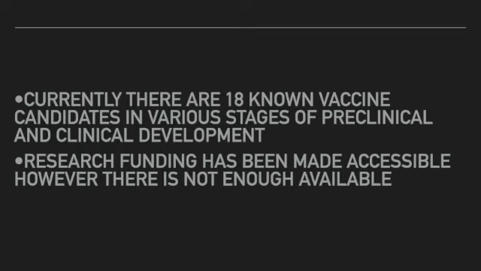Currently, there are 18 known vaccine candidates in various stages of preclinical and clinical development. Research funding has been made accessible, however, there is not enough available, which is why it's taken so long to get a vaccine going.